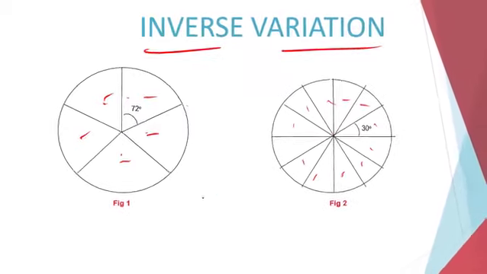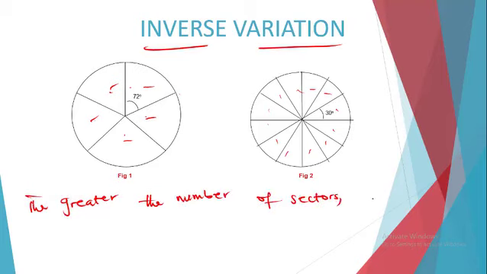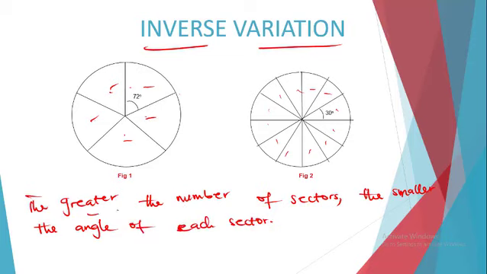Now, what is the point we want to drive here? The point we want to create here is this: the greater the number of sectors, the smaller the angle of each sector. Let me explain that. I said the greater the number of sectors, then the smaller the angle of what? Each sector. Now look at this.